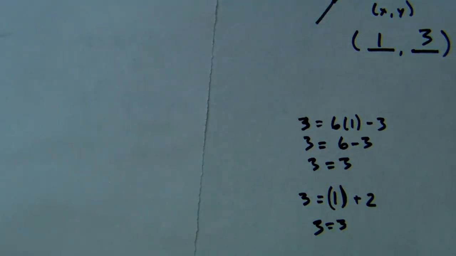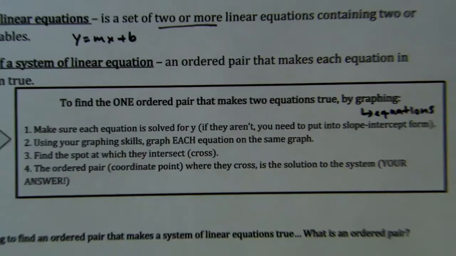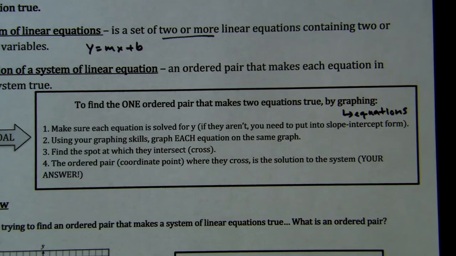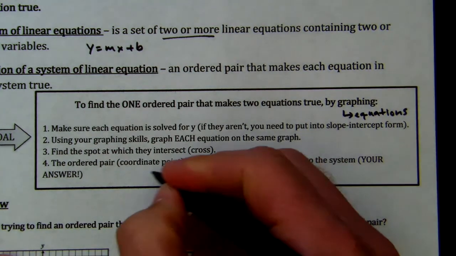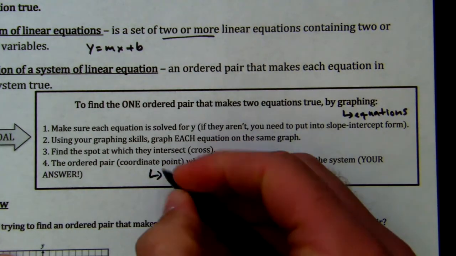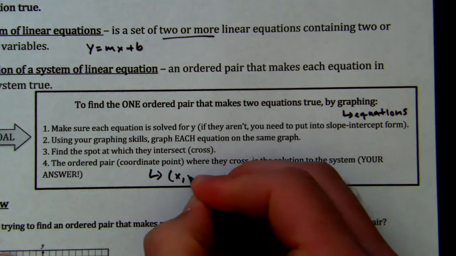The biggest thing you have to look for, and I'm going to go back to this sheet right here: you're finding one ordered pair that makes the equations true by graphing. You need to make sure each equation is solved for y. Then you graph each equation. You find the spot where they intersect, and that is the coordinate point where they cross. That's the answer to the system, the solution to the system. And remember, our coordinate point is always x, y.